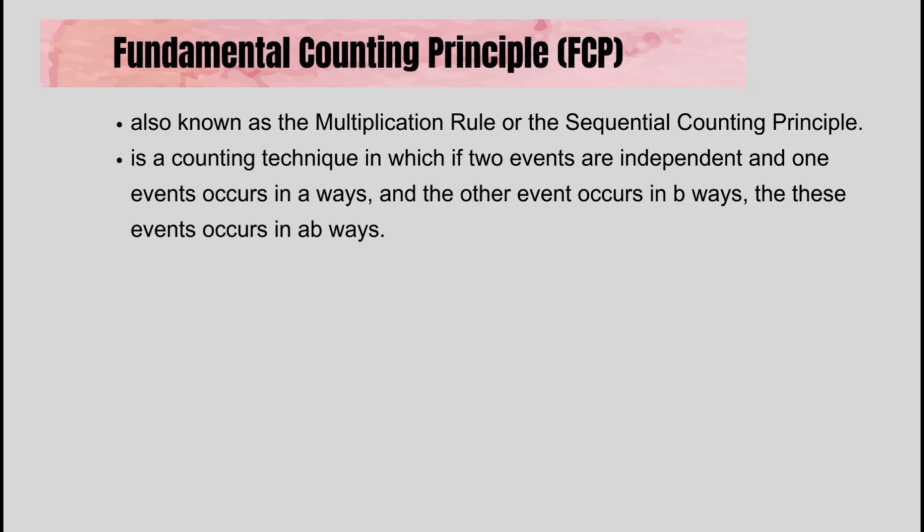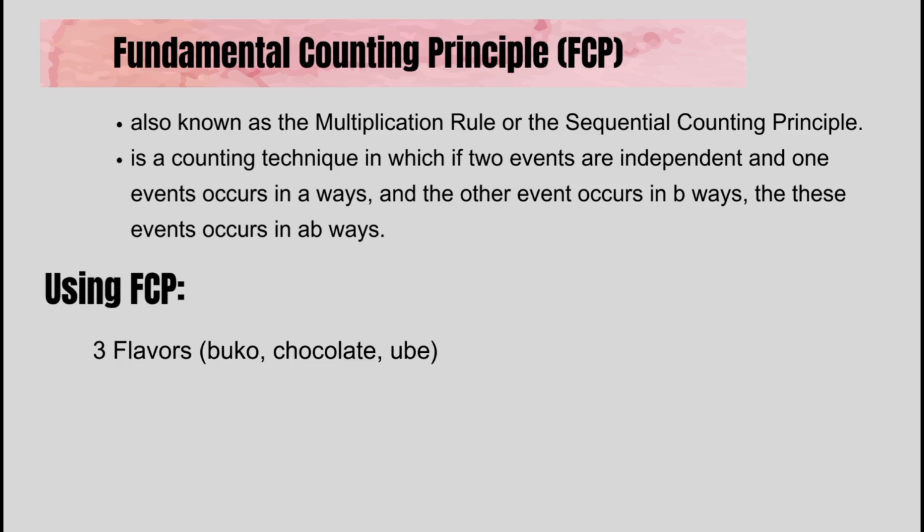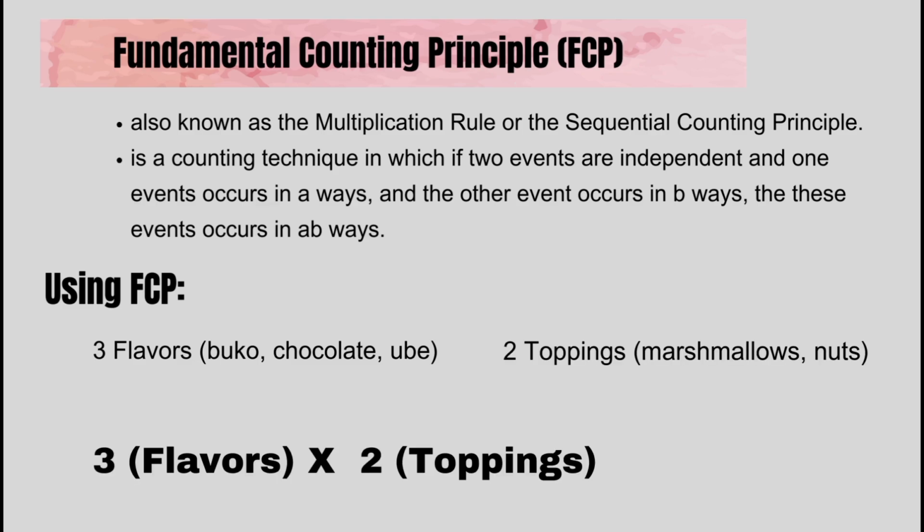Using the same problem, let's try to calculate for the permutation. In the problem, we have 3 flavors and 2 toppings. Multiply 3 by 2, which represents the action of multiplying 3 flavors with 2 toppings. Since each flavor will be paired with a topping twice, hence 3 times 2 is equal to 6. Therefore, based on the fundamental counting principle method, we have 6 choices of ice cream we can choose from.